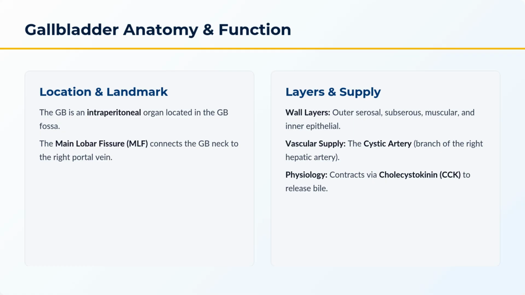Anatomically, the wall consists of four layers: outer serosal, subserosal, muscular, and inner epithelial. Vascular supply is provided by the cystic artery, a branch of the right hepatic artery. Functionally, bile release is triggered by cholecystokinin.